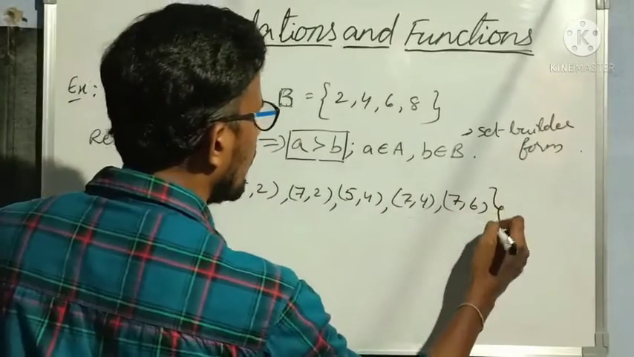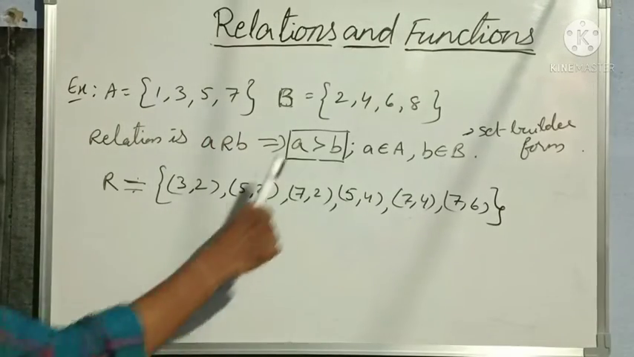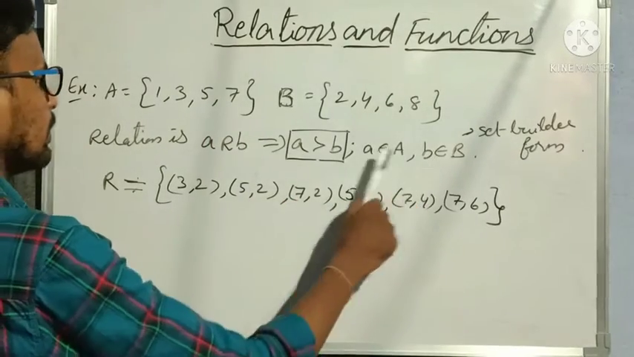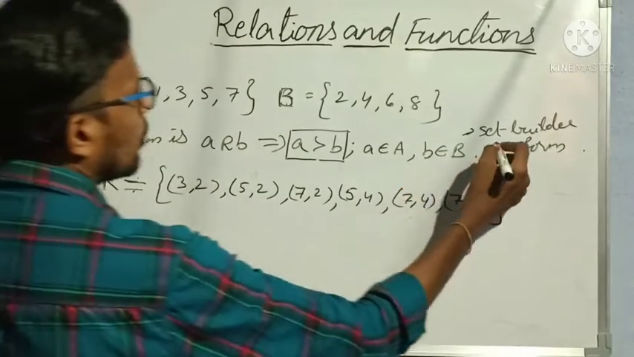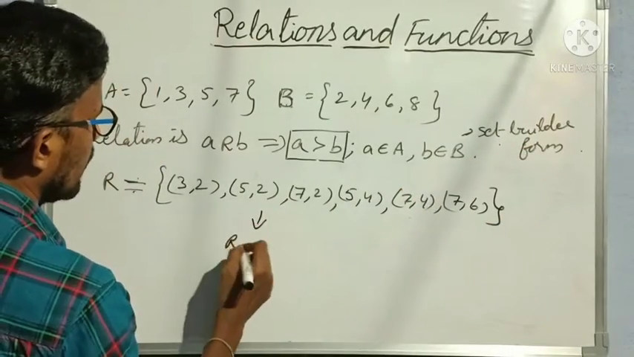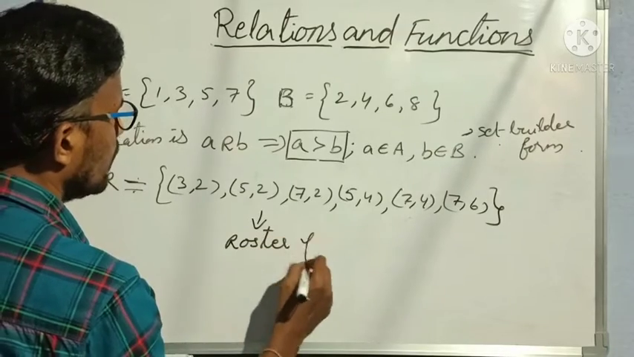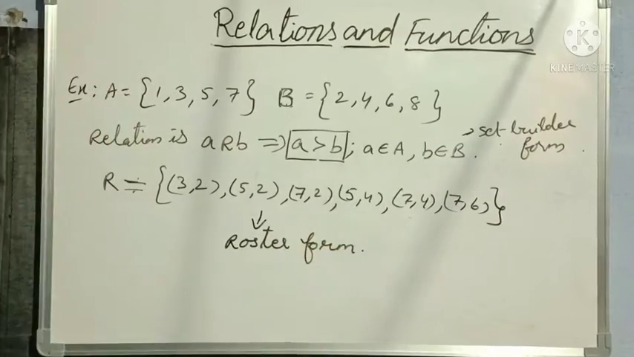So only these are the elements of the relation such that A is greater than B, where small a belongs to capital A and small b belongs to capital B. The question is given in set builder form. We have to write the answer in which form? Roster form. Understood? This is our example.